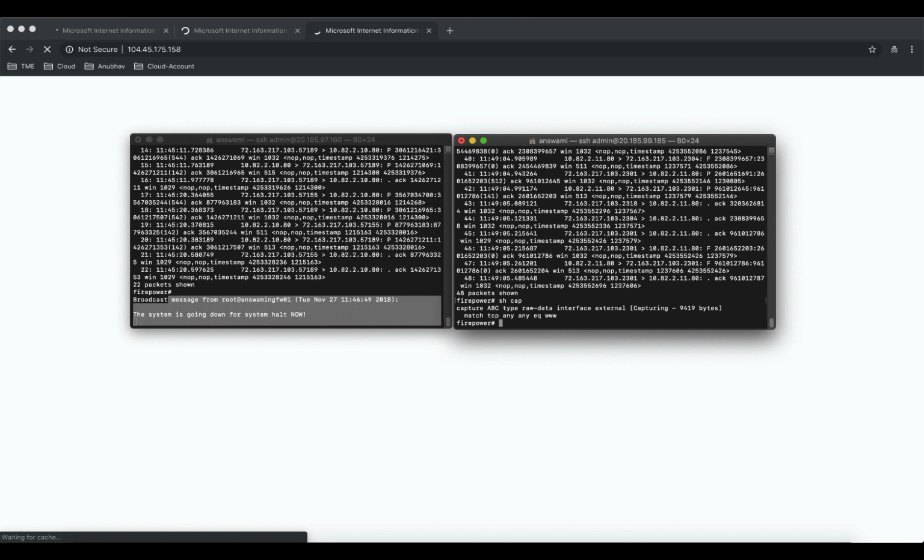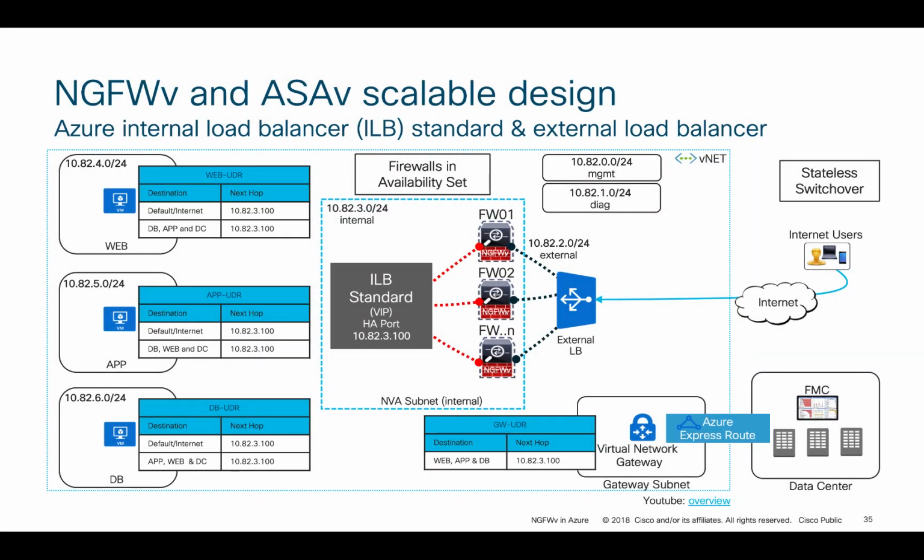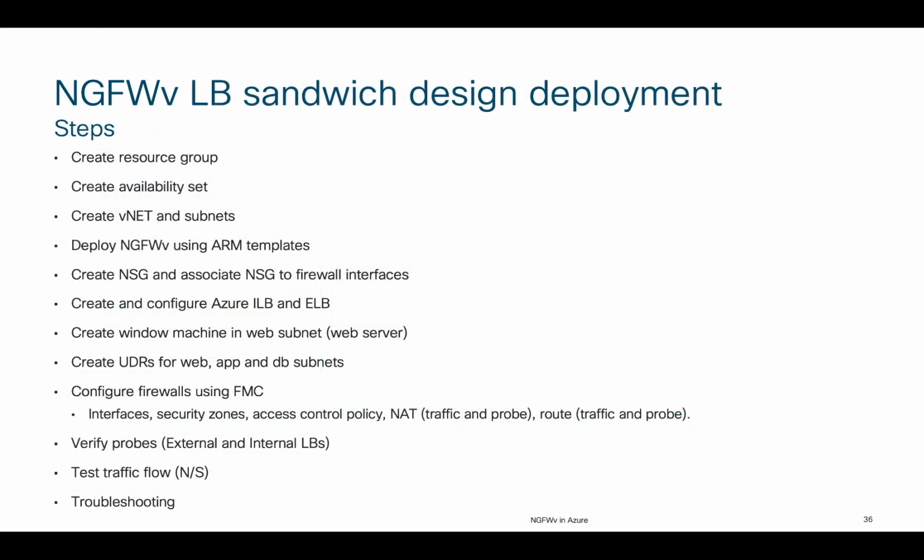I can simply turn on that firewall. Once it comes back up and we have proper probes again, it will be added back to the cluster, back to the backend pool, and it will work fine. So this is what we have deployed: multiple firewalls with a load balancer. In this demo, I've created everything from scratch, starting from resource group, availability set, virtual network, subnet, and all the other components required to make this work. The important part is NAT, route, and UDR configuration.